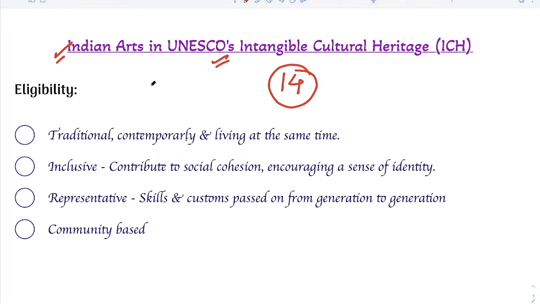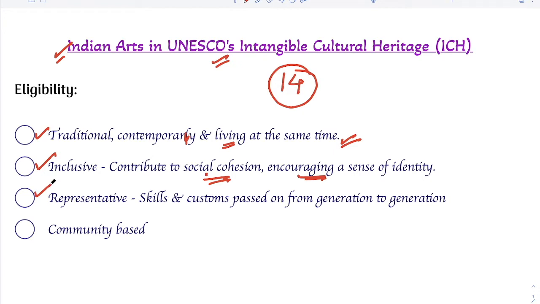Okay, so in the eligibility, the first thing is it should be traditional, and it should be contemporary and living at the same time. That dance form or singing form, whatever it may be, should be living now also, it should be practiced in the present days also. Okay, that is the first thing. And it should be inclusive, contributing to social cohesion and encouraging a sense of identity.